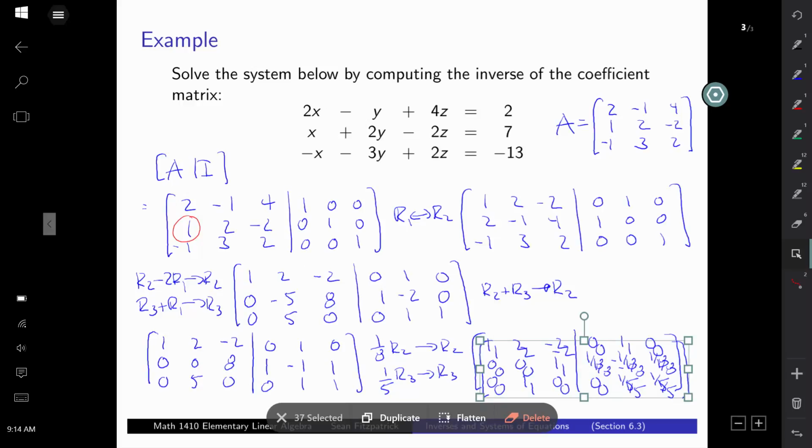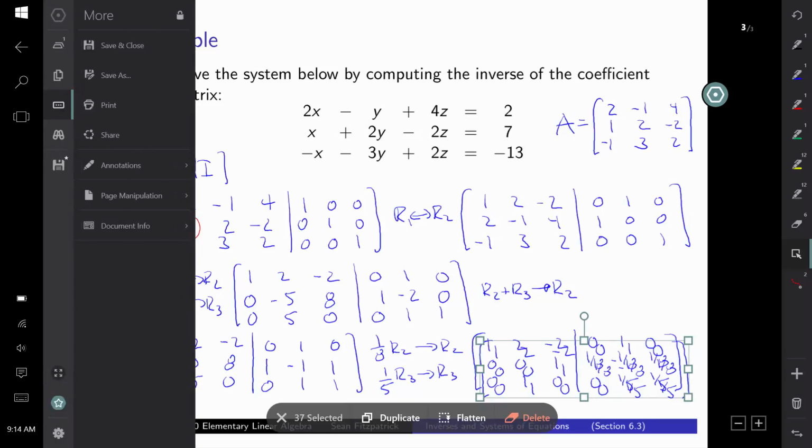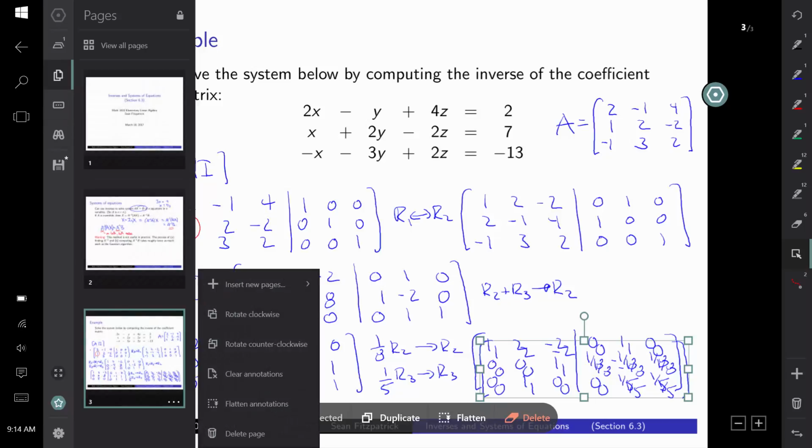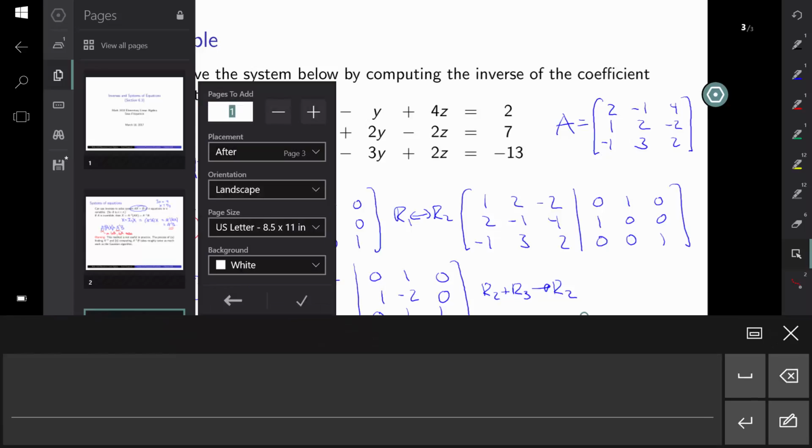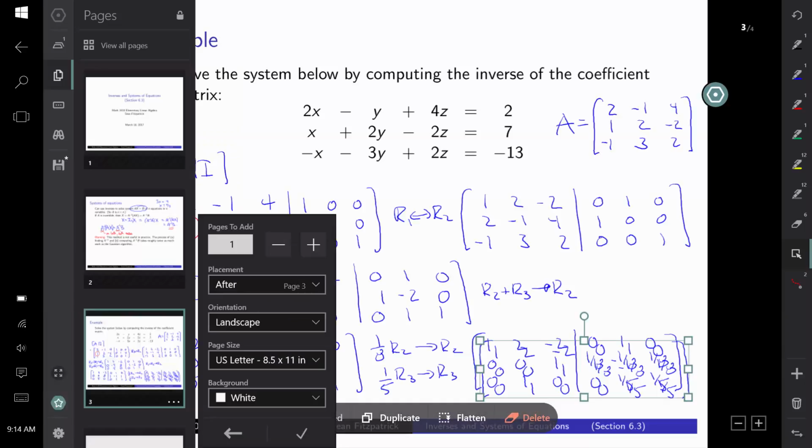Okay, so I'm going to see if I can, I haven't tried this before, but let's see if it works. Okay, so we're going to create a new page. I'm going to add one page. There we go.